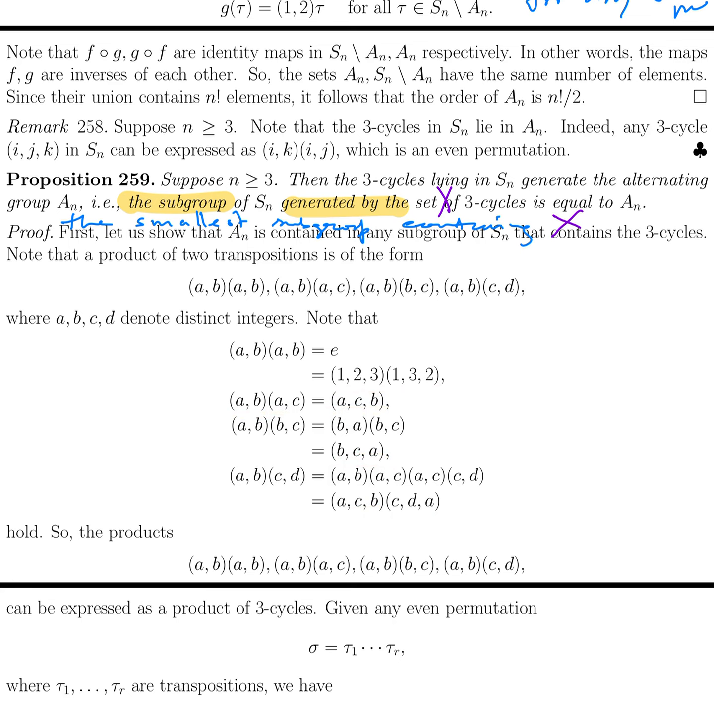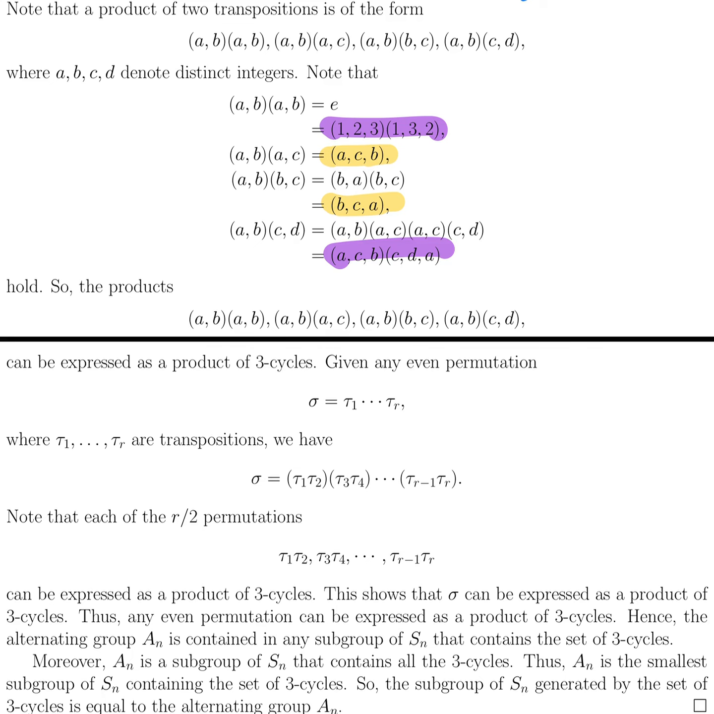So this can be expressed as a three cycle, or as a product of three cycles. Yes, great. So we have observed that the product of two transpositions is either a three cycle or can be expressed as a product of two three cycles. So now any even permutation can also be expressed as a product of three cycles.